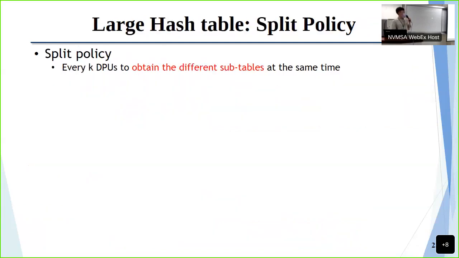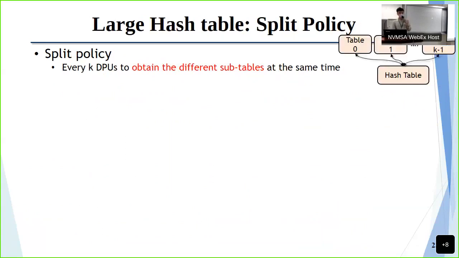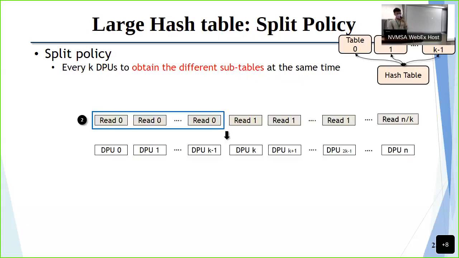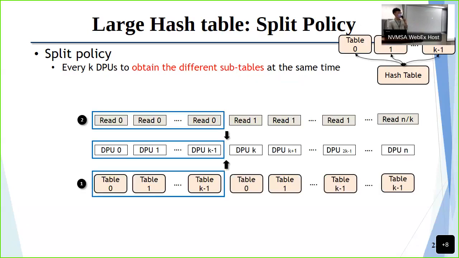The second solution is split policy. The large hash table is divided into k subtables too. However, this time we evenly distribute the subtables into DPUs. This means all DPUs do not get the same subtables at the same time. And the split policy duplicates k copies of each read and transfers k copies into k DPUs with k different subtables.